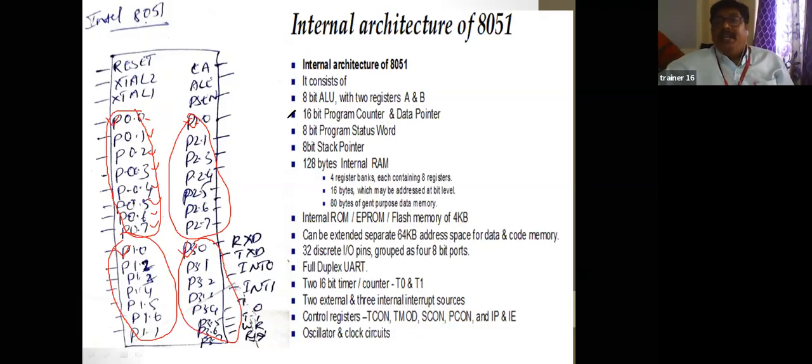That means this Intel 8051 microcontroller has 40 pins. This is the pin diagram. Here, if you see these 4 input and output ports, each has 8 pins. P0 has 8 and P1 has 8. Like that, 4 ports make 32. This is 32 input and output pins grouped as 4 8-bit ports.